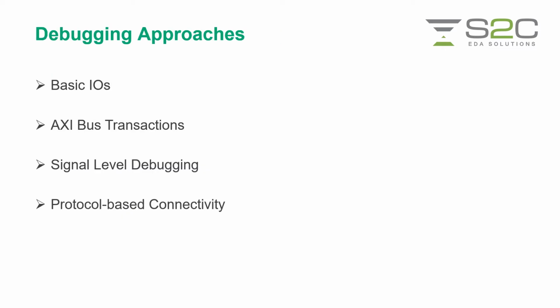In this session, we'll be covering 4 types of debugging approaches, including basic I/Os, AXI bus transactions, signal-level debugging, and lastly, protocol-based connectivity.